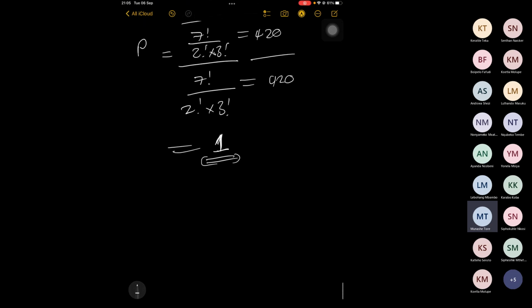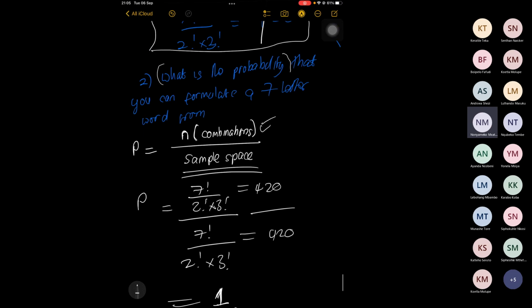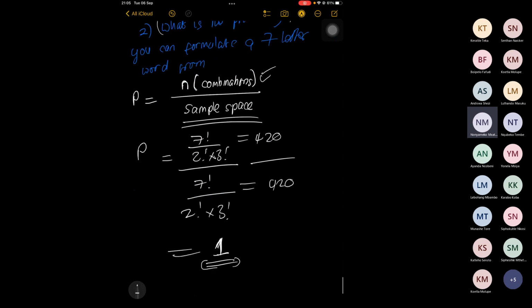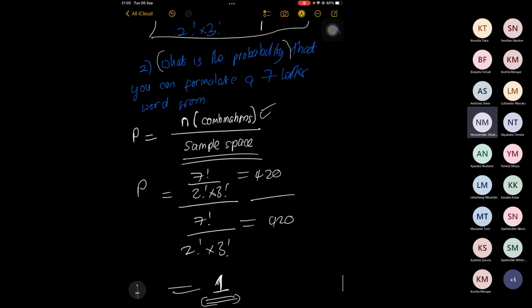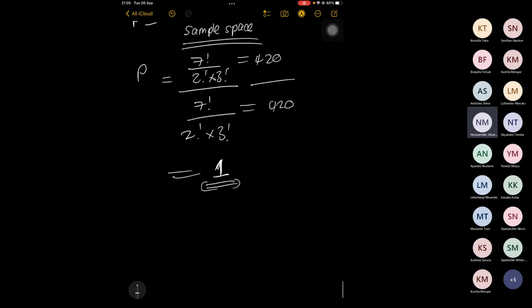Then that's it. Just to clarify, with the sample space, if you have no repeating letters and your word has 12 letters, then your sample space is simply going to be 12 factorial. And if you have repeating letters, then you divide by the factorials of the number of repeating letters. So that's always the case with the sample space part.